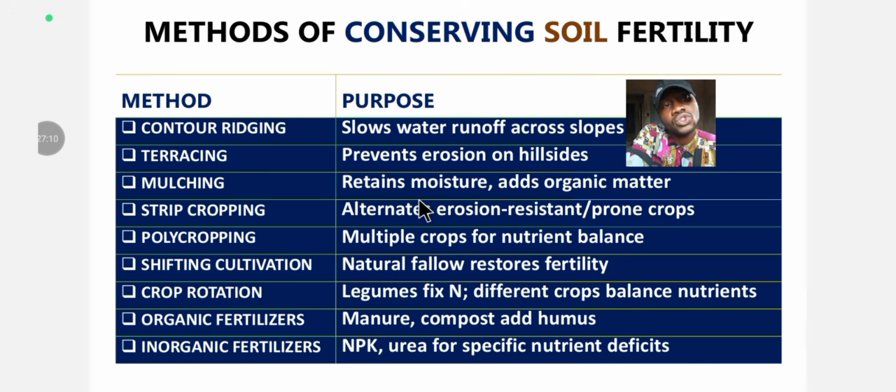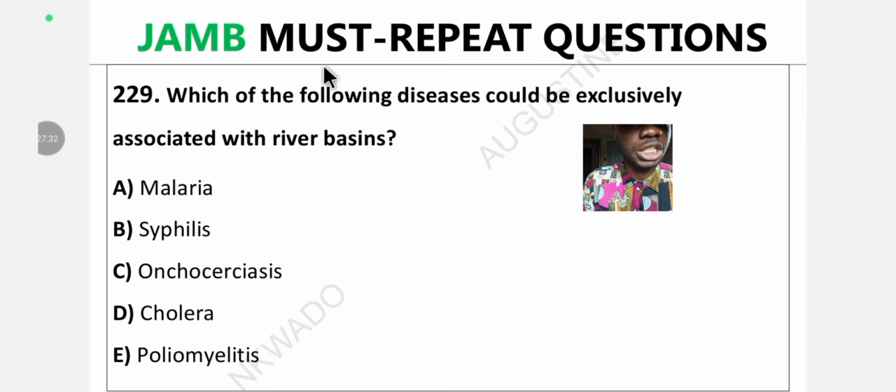Now that we have understood soil and everything that has to do with soil, both the particles and the types of soil, sandy, loamy, and clay soil, let's now take some JAMB repeat questions to further test the knowledge we've acquired so far and check our preparedness for the JAMB UTME exam. Question 229.